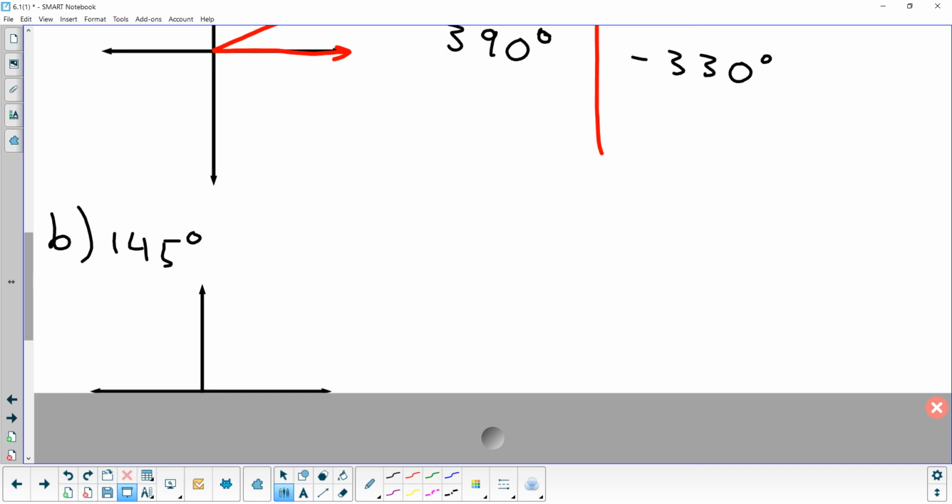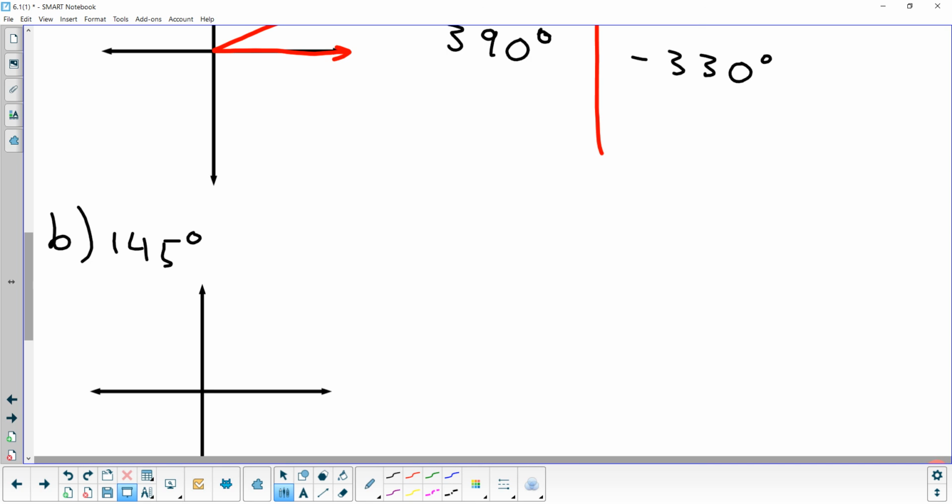All right, let's take a look at 145. Where would that one be? Let's just start by narrowing down the quadrant: 1, 2, 3, or 4. About 2? Yep, it's going to be in quadrant 2.